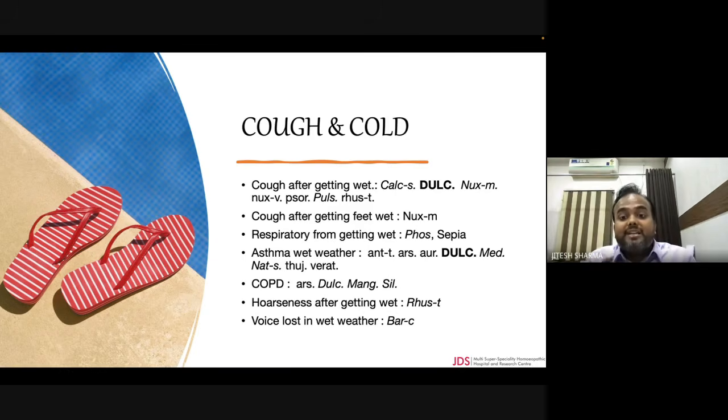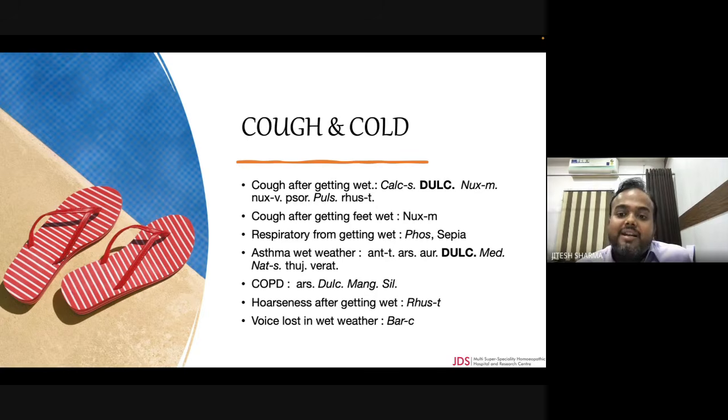Now, cough after getting feet wet. Interestingly, only one remedy is there. That is Nux moschata. Let me give you an example. If somebody is walking in the rain and has wet socks, if their feet get wet or they wore socks and their feet get wet, and for a longer period they have walked in the rain, and after that cough started, you can think of Nux moschata.